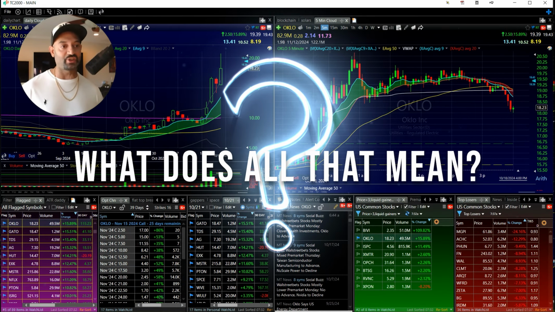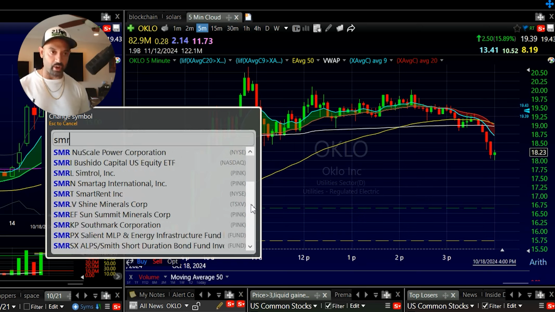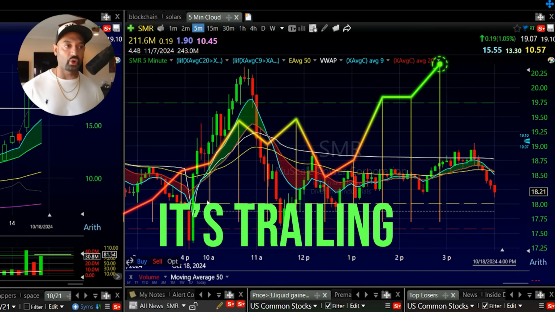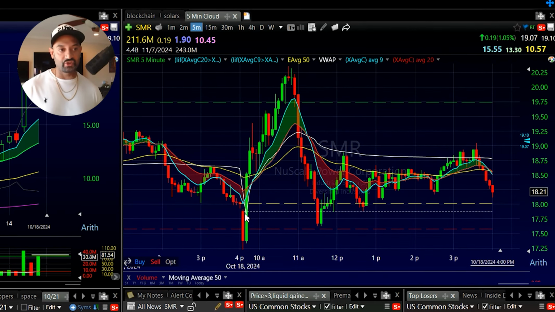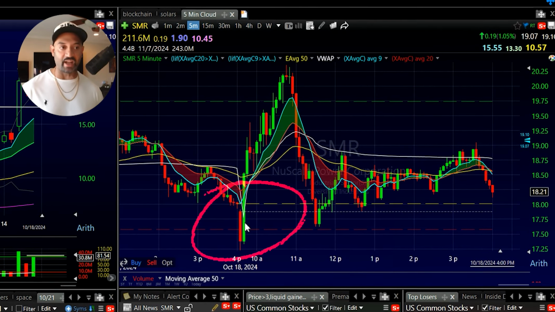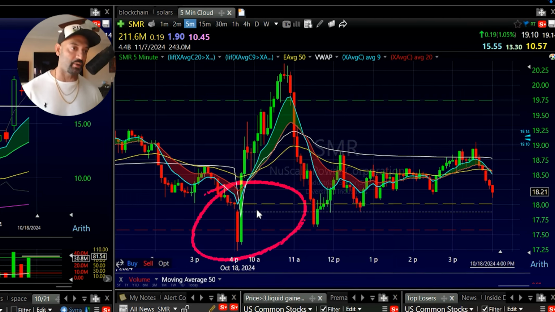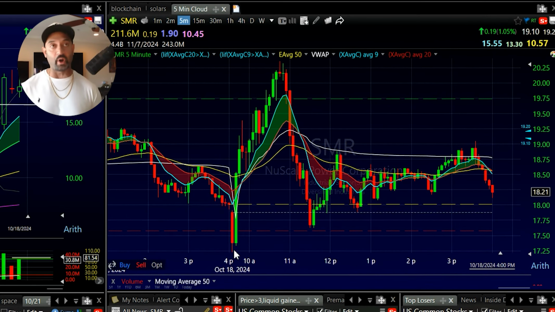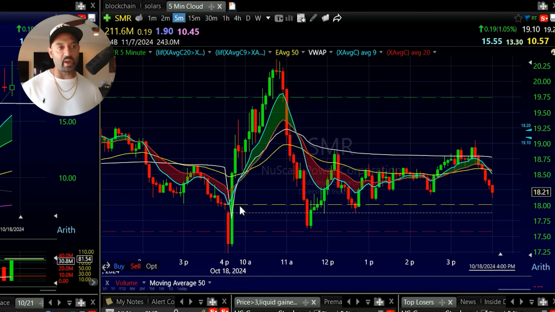So as this starts to rip, I start to load the boat on SMAR because it's trailing. If you notice, Oklo took off right off the bat, but SMAR opened with this red candle. You see that this red candle just came out in the first couple minutes. This is a gift. Now, you don't want to step in front of it in case there's some news or something bad happening, right? So what I do is I wait for it to reverse.